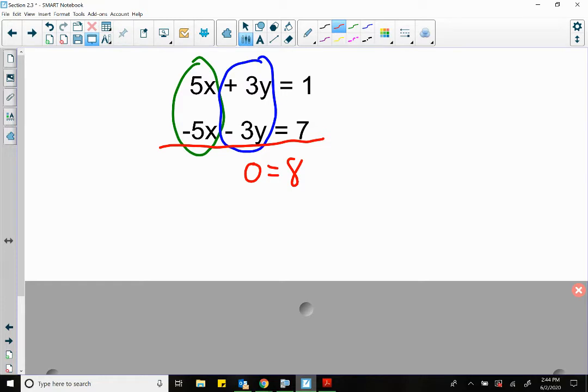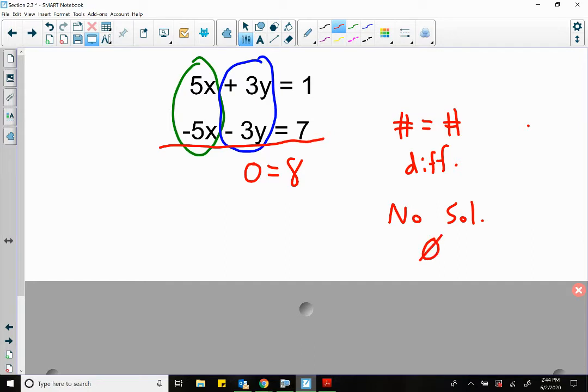You get to go to Taco Bell, have 8 tacos, and I'm going to be standing there at the window watching you eat those 8 delicious tacos from Taco Bell. Okay, so this doesn't make any sense. So whenever you have a number equal to a number and they are different, that is a no solution.